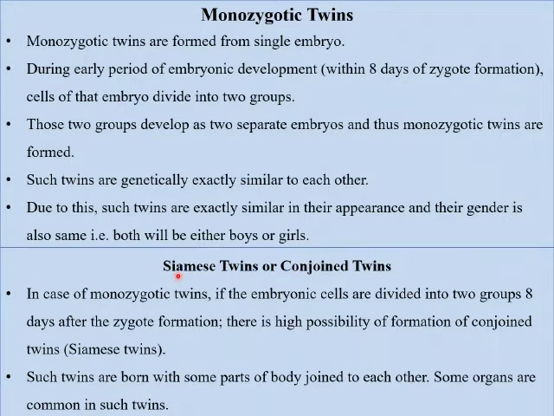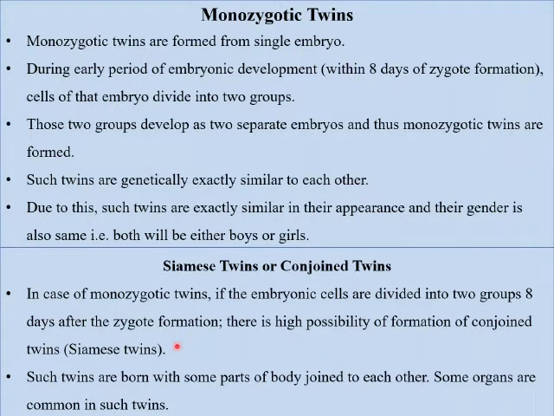Then here we have Siamese twins, or conjoined twins. In the case of monozygotic twins, if the embryonic cells are divided into two groups 8 days after the zygote formation, there is a high possibility of the formation of conjoined twins, also called Siamese twins. We have seen that when the division of the cells takes place within 8 days of zygote formation, monozygotic twins are formed. But if the division takes place after 8 days, it results in the formation of conjoined twins.